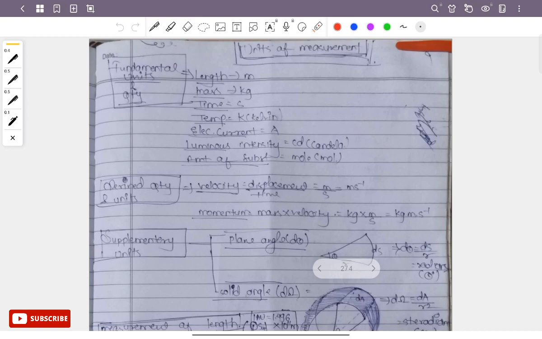So as we all know, what is a fundamental unit? Fundamental units means the basic units which we use to measure something. Like we say, give me 5 kg of this sugar. Let's take an example: give me 5 kg of sugar, or 5 kg of salt. So what is that kg? Kg is the term which we use to measure something.